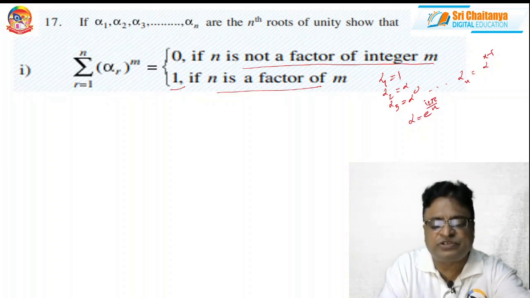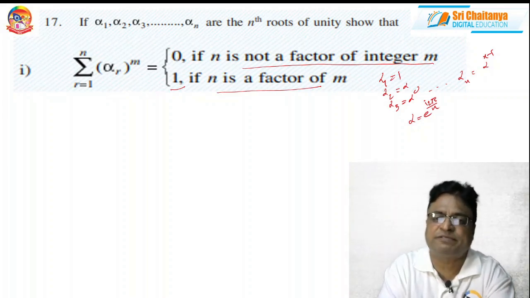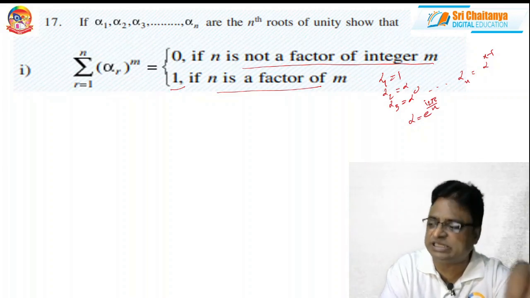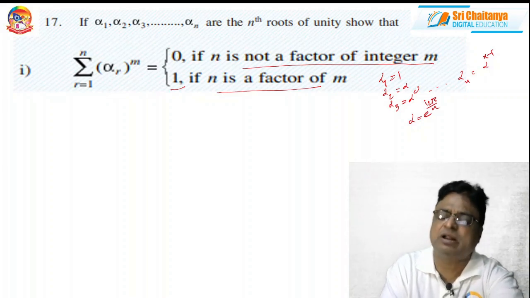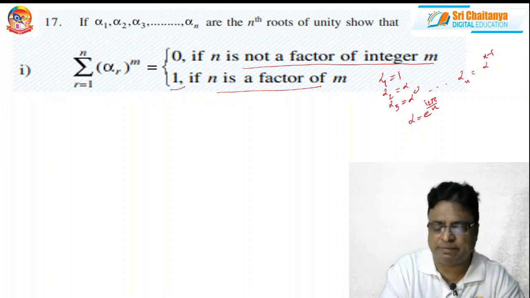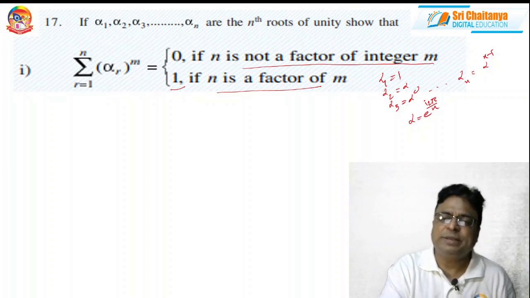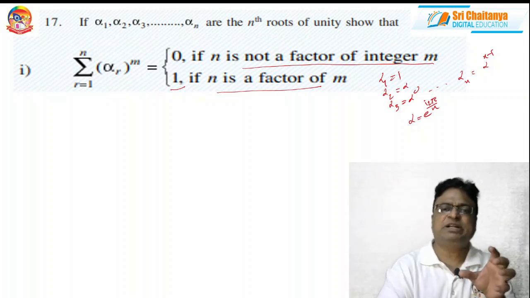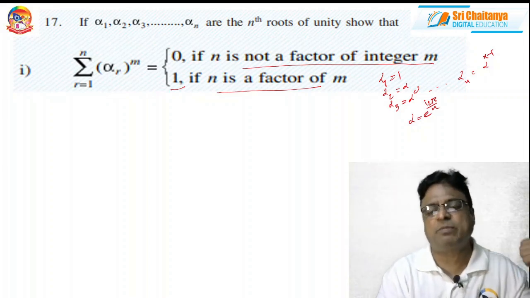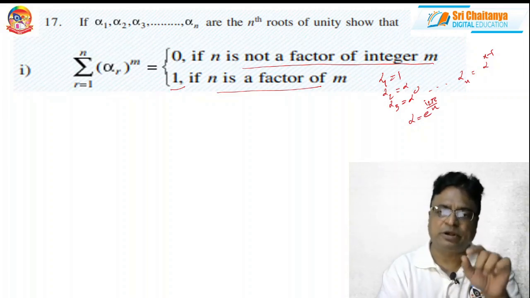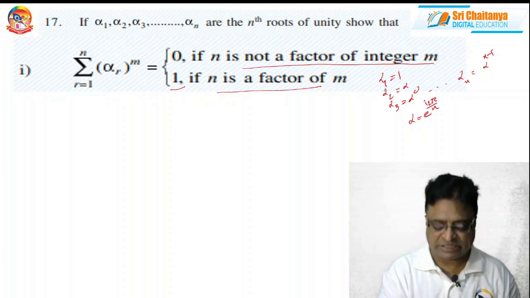So here, through this result, what I am going to prove is the sum of the mth powers of the nth roots of unity is 0, provided n is not a factor of that power m, and equal to 1 if n is a factor of m. Okay, this concept we have applied for solving the problem which we had solved in our previous video, and now we are ready to prove this concept here.